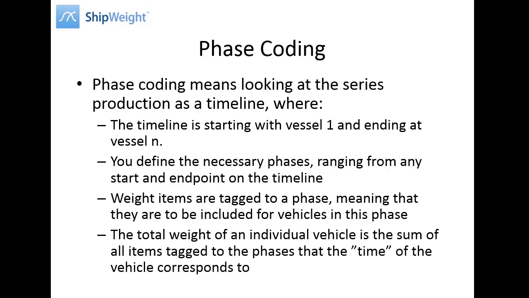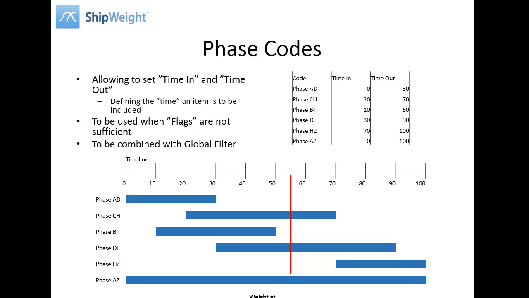The total weight of an individual vehicle is the sum of all items tagged to the phases that the time of the vehicle corresponds to. So phase codes allow us to set time in and time out for a phase to define where the item is to be included. And using this with a combined filter, we can find the weight and CG for a particular vessel at a certain time or vessel number. So phases are defined with time in and time out, as we can see in this chart.